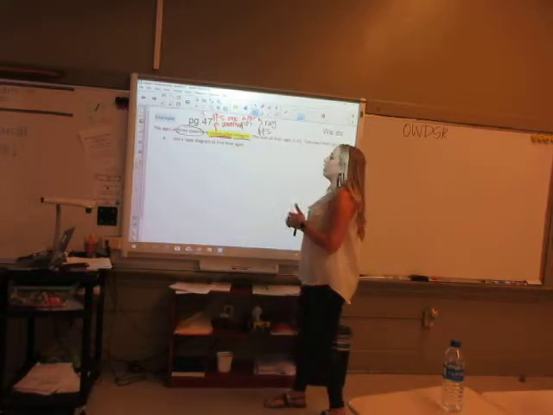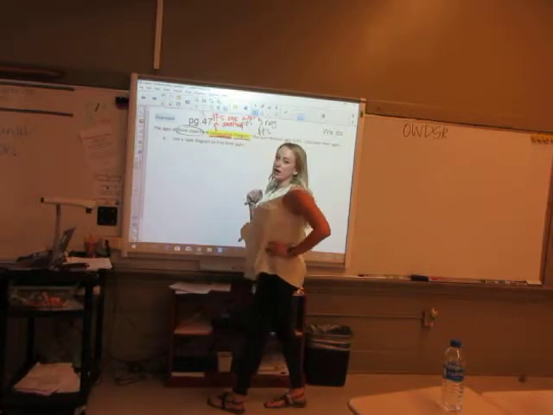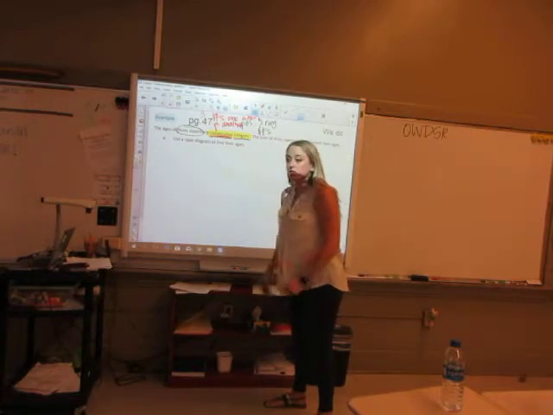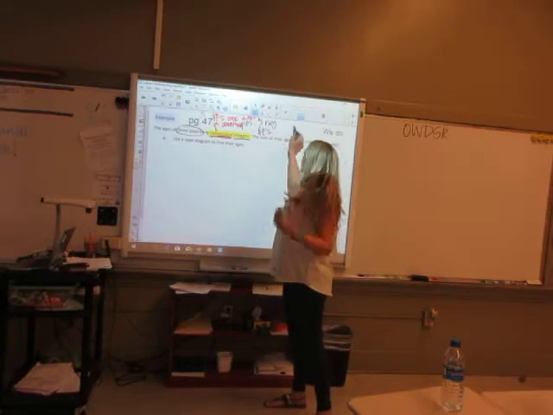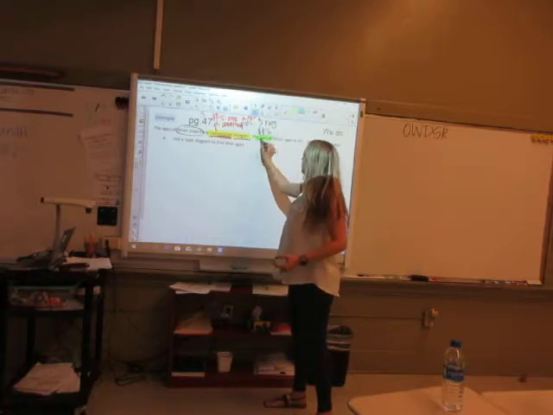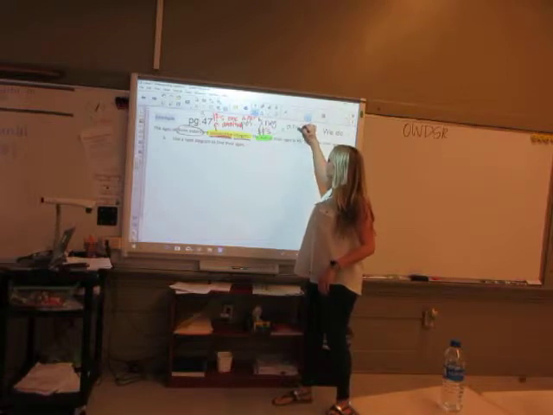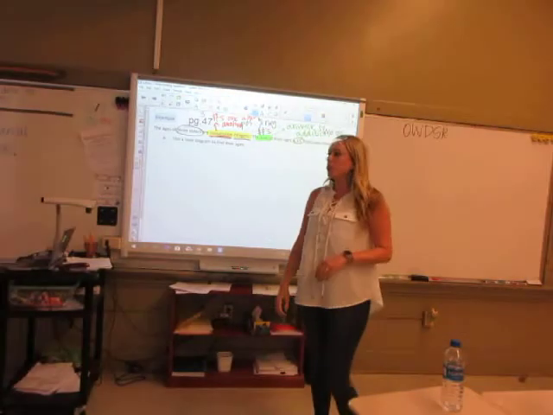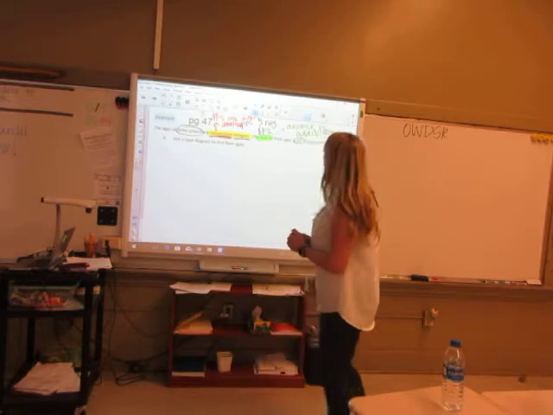So the ages of 3 sisters are consecutive integers. So 3 sisters, 3 numbers one after another. So it's 3 ages. My little sister's 12, I'm 13, my big sister's 14. Just like that. Okay? The sum. What does the word sum mean? We know that sum means the answer to addition. And that sum is 45. So whatever the ages are, they're going to add up to equal 45. So calculate their ages.